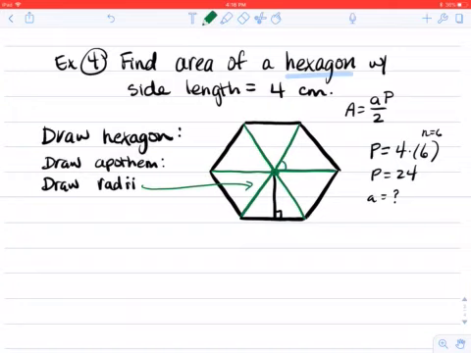So what I want to do is find the angle between the 2 radii. It's going to be the same all the way around, which means if I do 360 divided by how many triangles were there? Let me ignore the apothem really fast. That's 6 triangles, right? So there's going to be 6, 360 divided by 6 is 60 degrees. So each of these angles is 60.